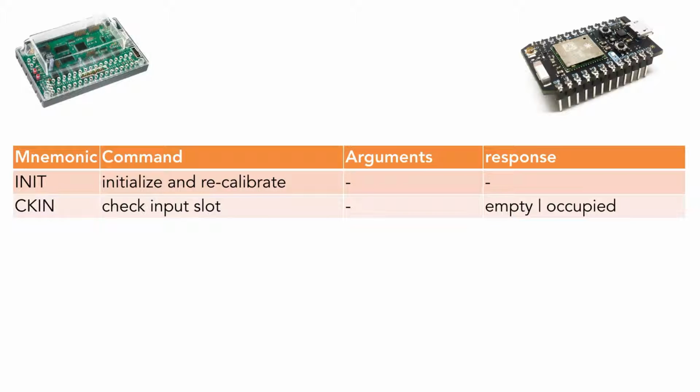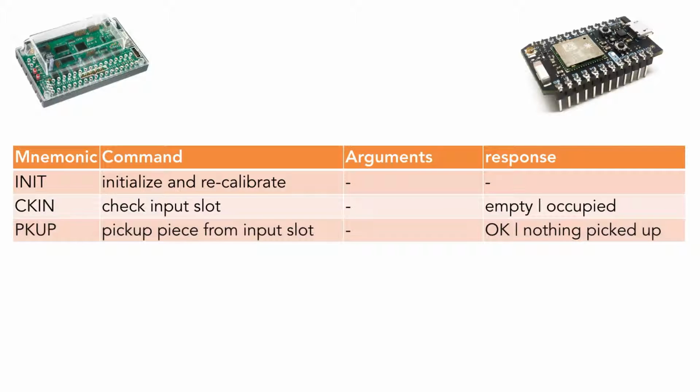The next command would be to check the input slot using the photoelectric sensor, to which the robot responds with empty or occupied. Then we can tell the robot to pick up a piece from the input slot, which should normally yield OK as a result. However, if something goes wrong or we forgot to check the input beforehand, the robot might also tell us, "I haven't picked up anything."